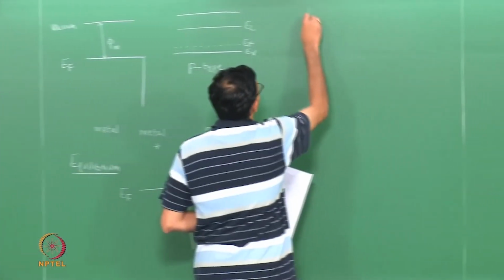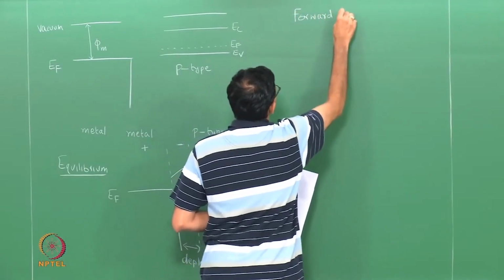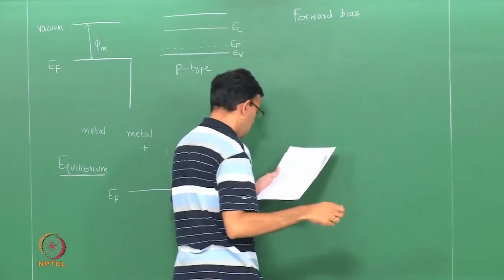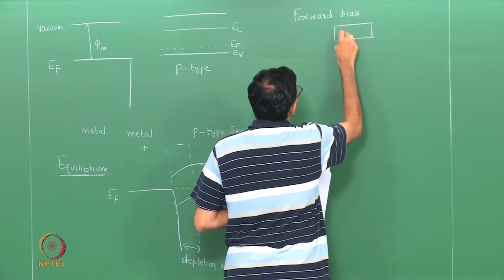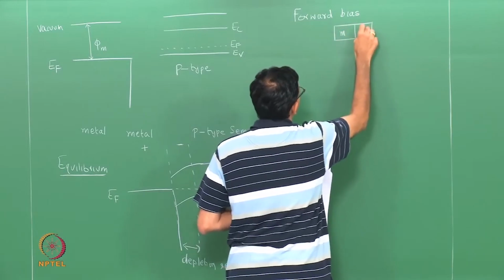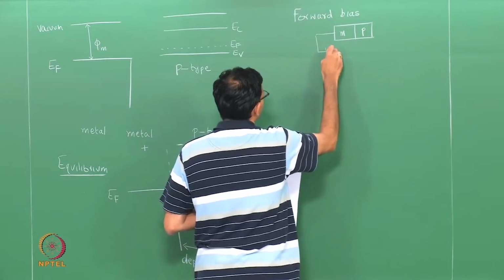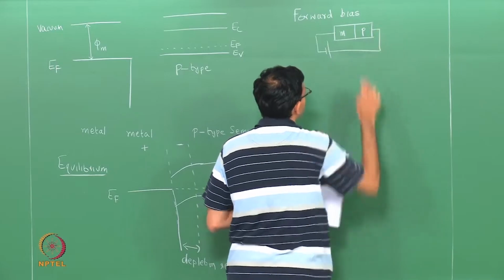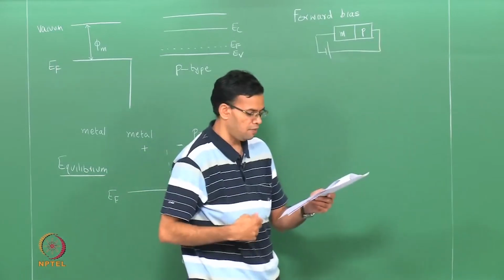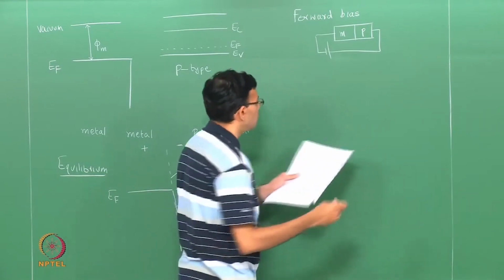So, in the case of a forward bias, so this is my metal, this is my P type. The metal is connected to a negative charge, the p type is connected to a positive charge. So, in this case the Fermi levels shift and the barrier essentially is lowered.